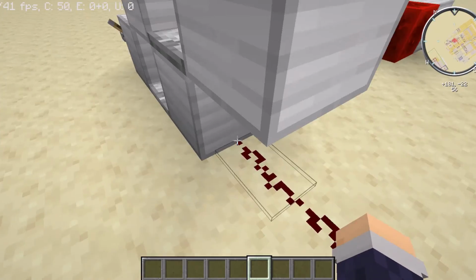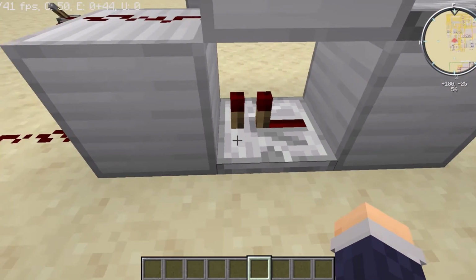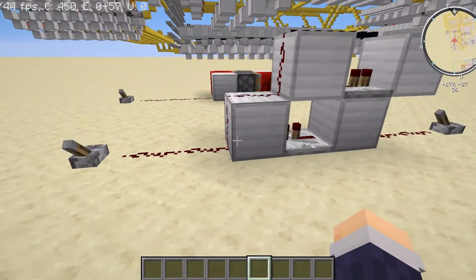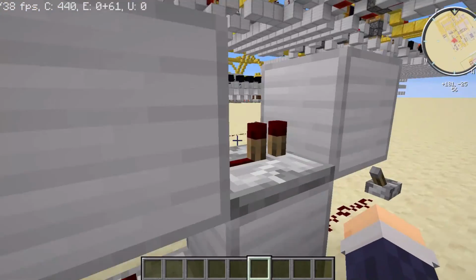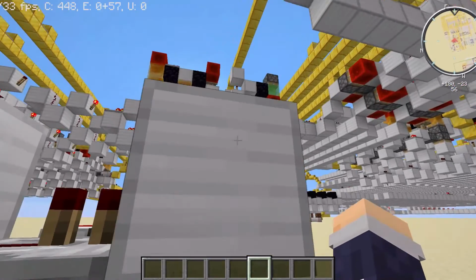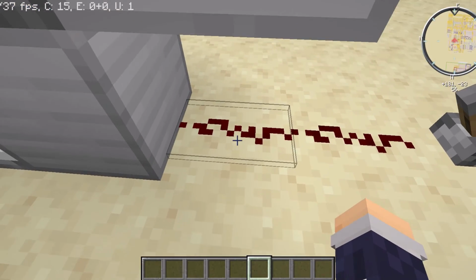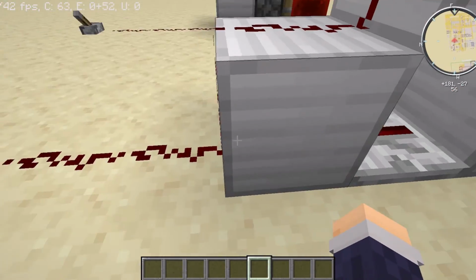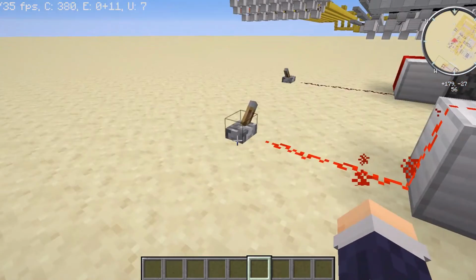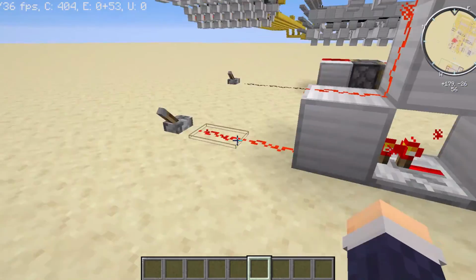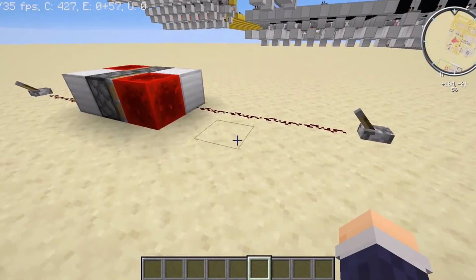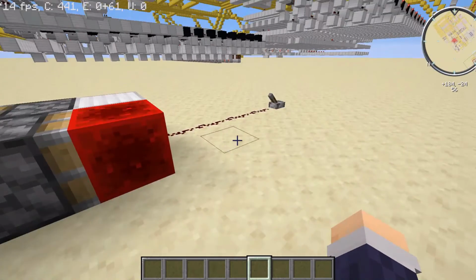The other way around, it powers this block, powers this repeater, that powers this block, and the redstone line again. The problem is, if this repeater is powered and it powers this block, it will power this redstone, which will power this block, which will power this repeater, which will power this block, and you will never get it off again. So that's the problem.